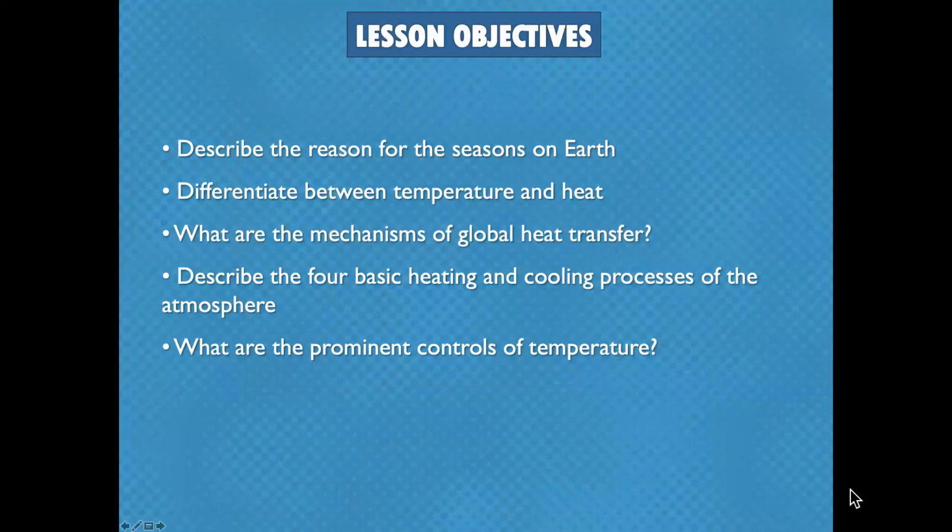So these are the objectives. What is the reason we have seasons? Why is it so different in June here in New York than it is in December? Why does that happen? We'll talk about that. The idea of prominent controls of temperature and all kinds of other good stuff. So these are the 5 main objectives for the week 2 lesson.